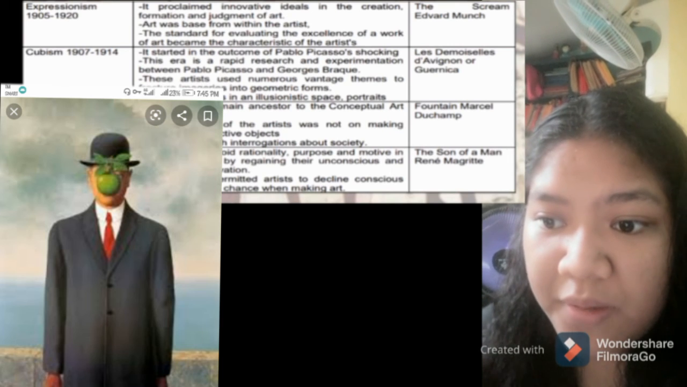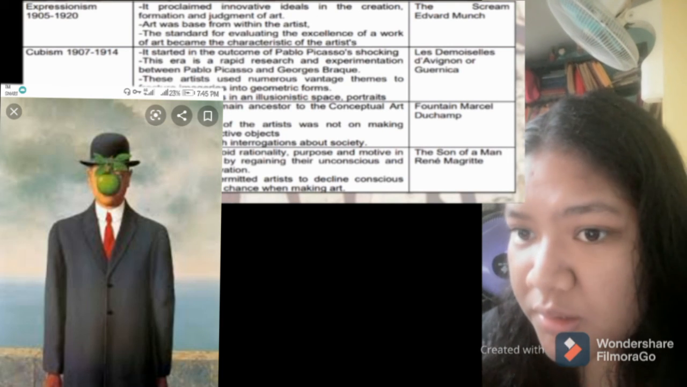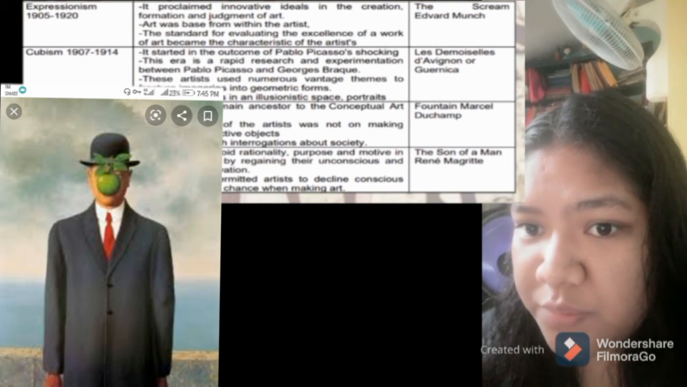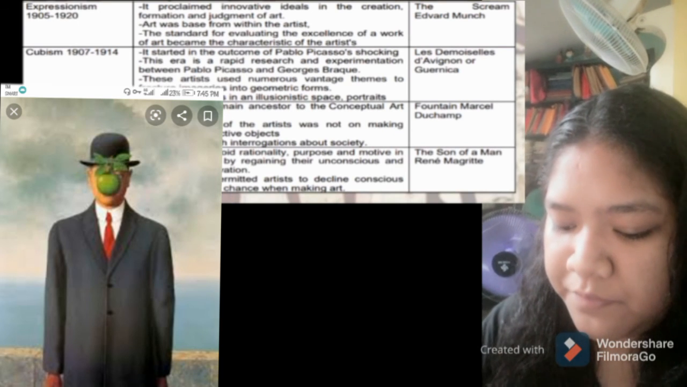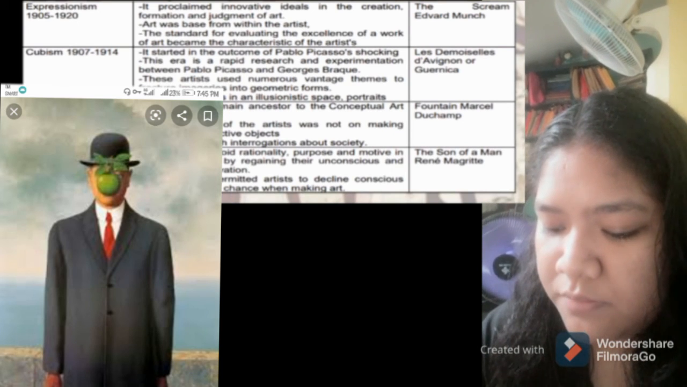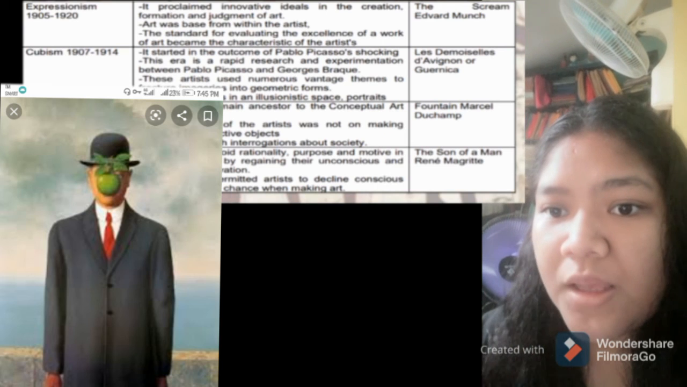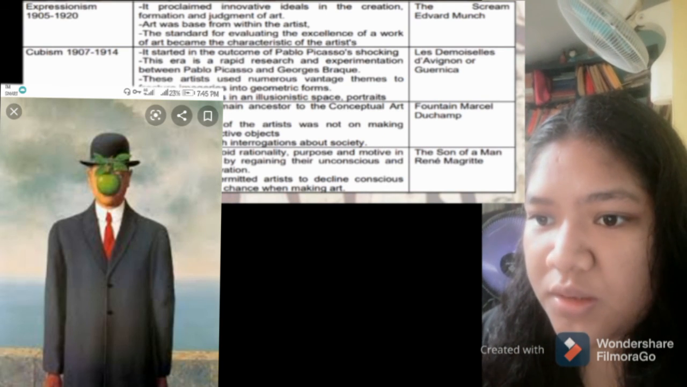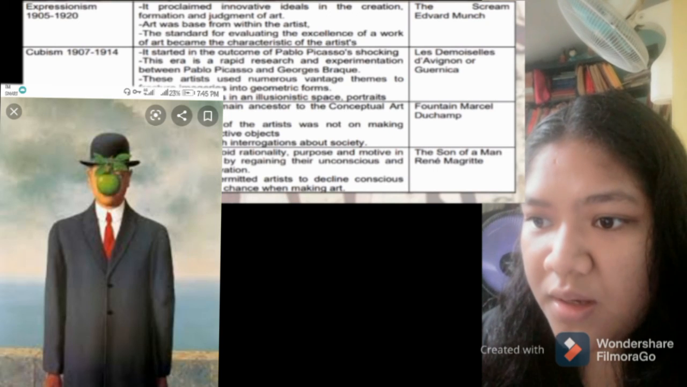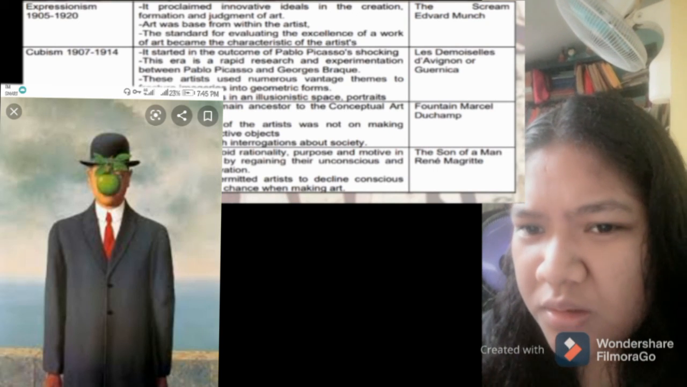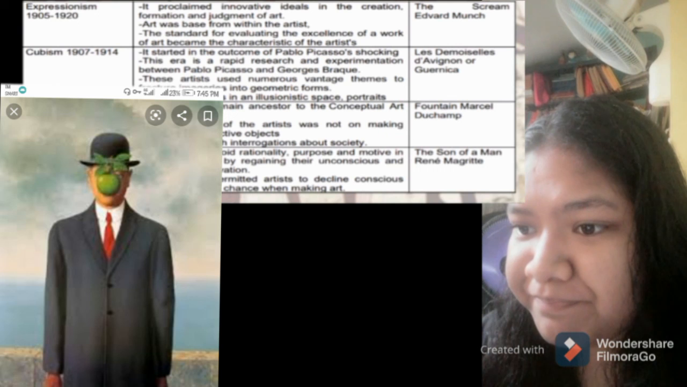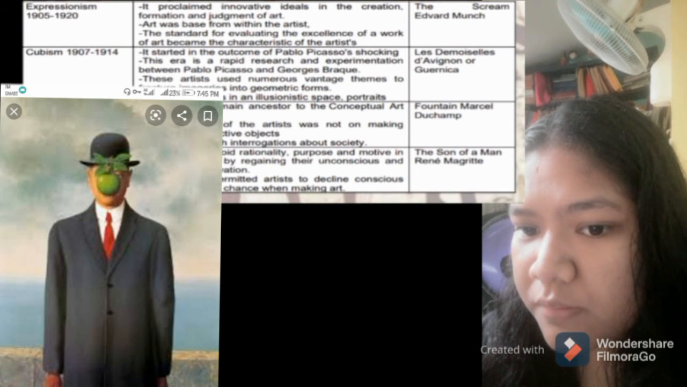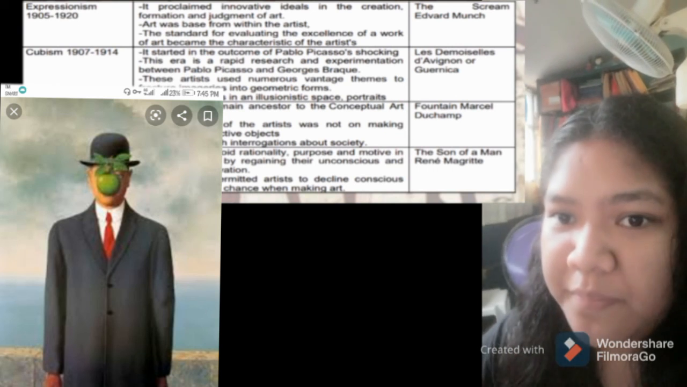The Son of Man by Rene Magritte. So kung nakikita niyo po sa picture, the Son of Man, nakatayong lalaki na may apple sa mukha.